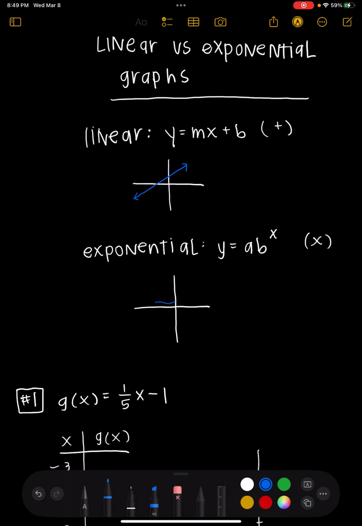And so they kind of look like this when you graph them. Either like that, or they could come down like this. So those are both exponential functions. So in this self-check, what we're going to do is use tables or use graphs and tables to fill out the graphs and then determine what kind of function it is.